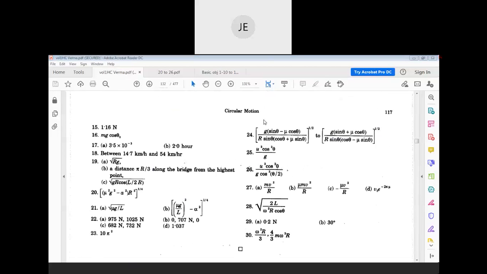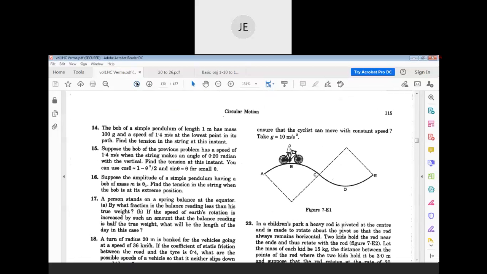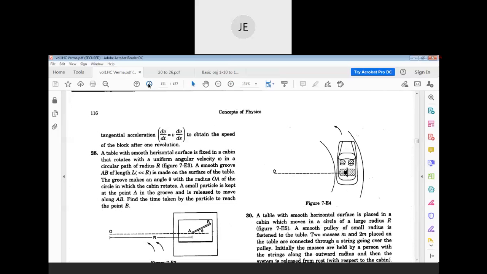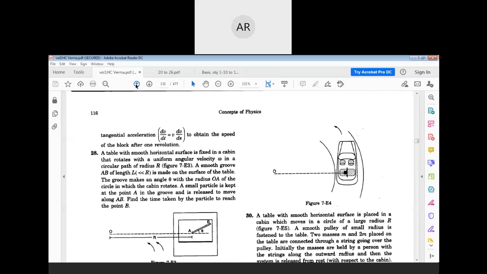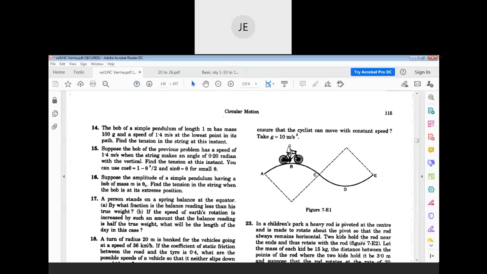Before C, 682 newtons, after C, 732 newtons you should get. Before C it is 683. Okay, fine. That means before C the expression is mg cos theta minus mv square by r. After C, mg cos theta plus mv square by r. Before means minus, after means plus.